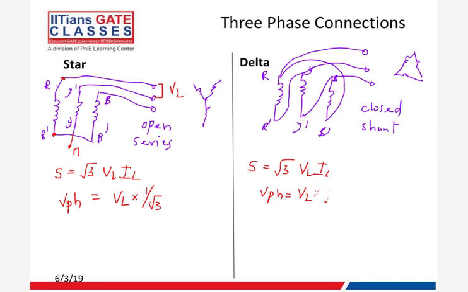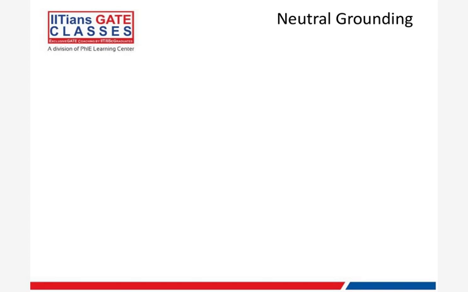Similarly, I phase will be equal to I line over here, and here I phase would be IL by root 3, right? So far so good. Are you guys with me? Clear? Okay, I hope you guys are with me.